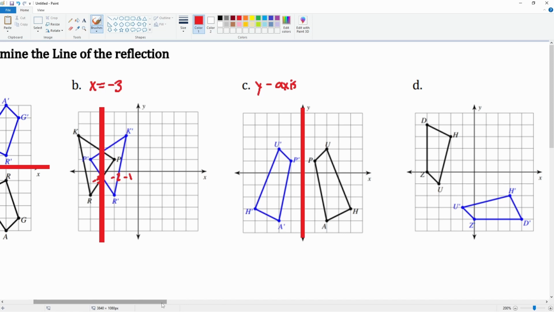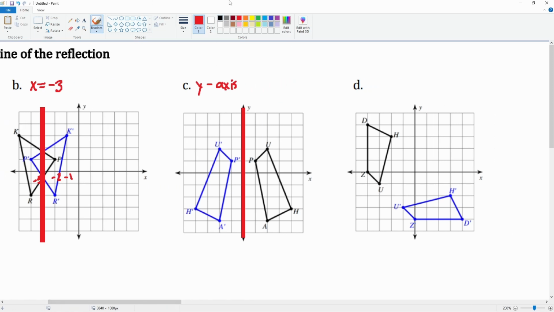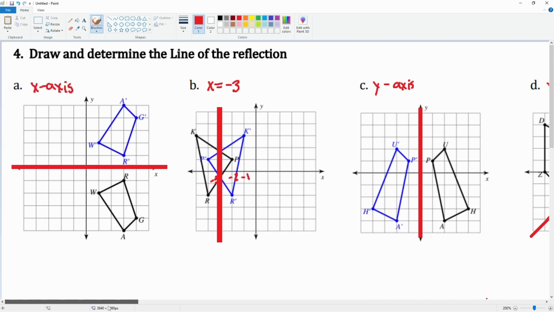And then number D, it looks like that is a vertical line. Nope, it's a diagonal line. Yep, and that looks like that is your y equals 2x. Okay, you could find the midpoint to double check here, but these would be the midpoints, and this would be the equation of that line, y equals 2x. So these would be all the lines of reflection.